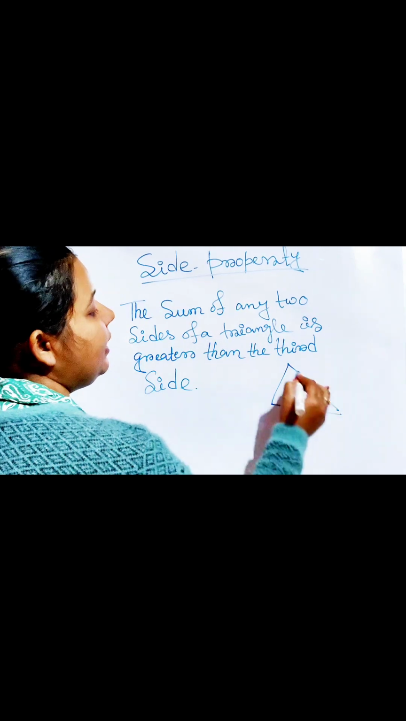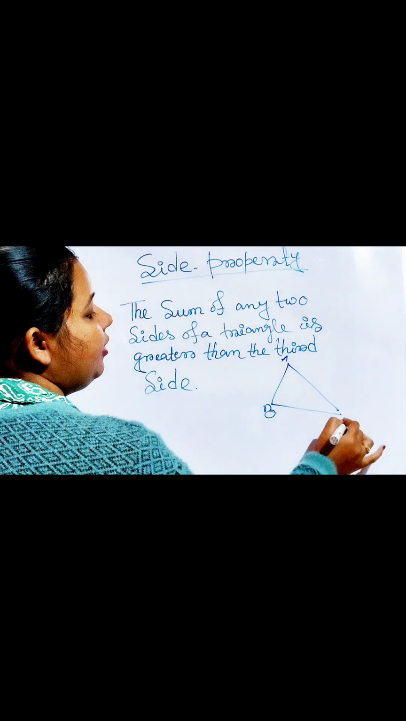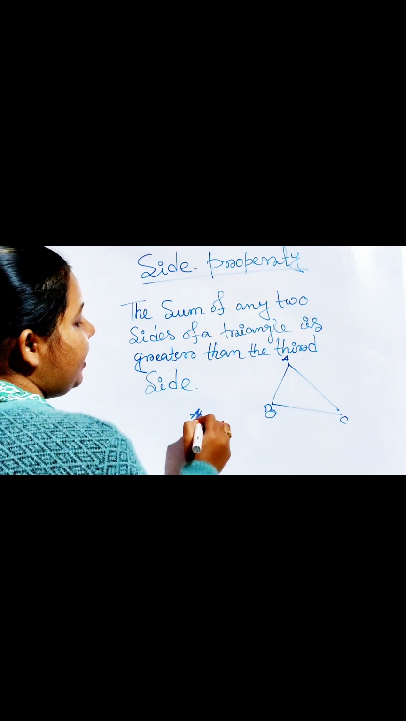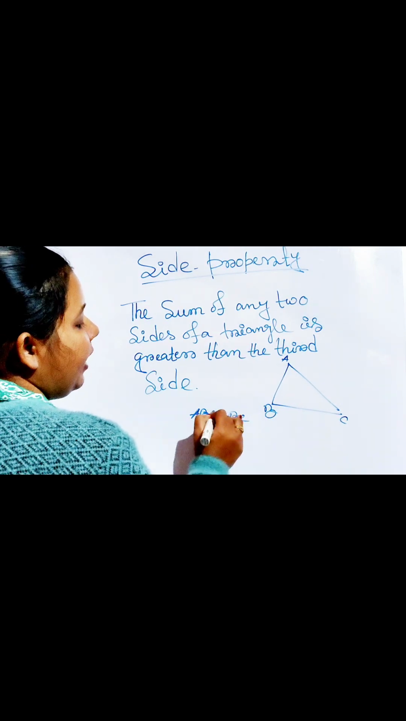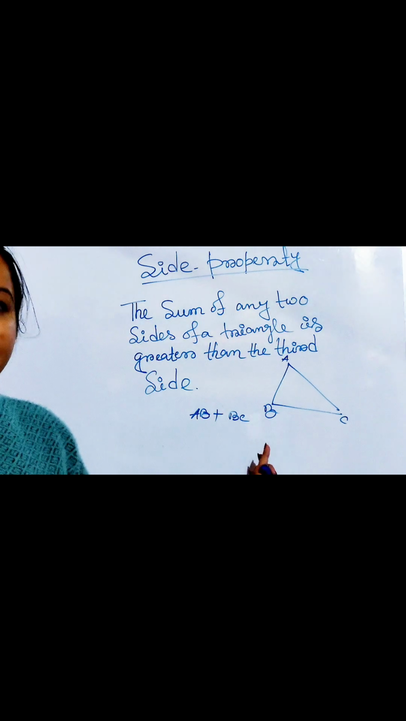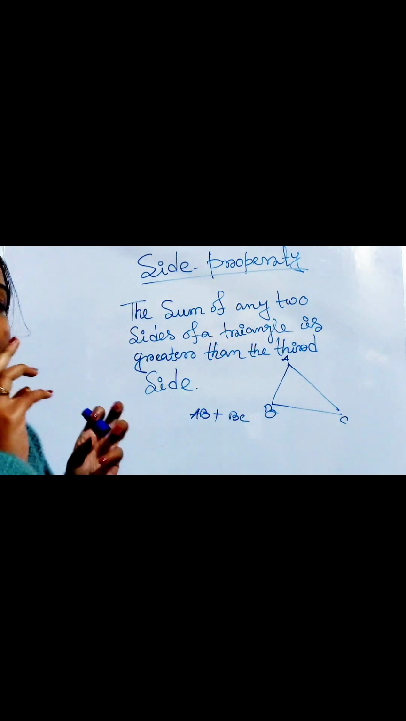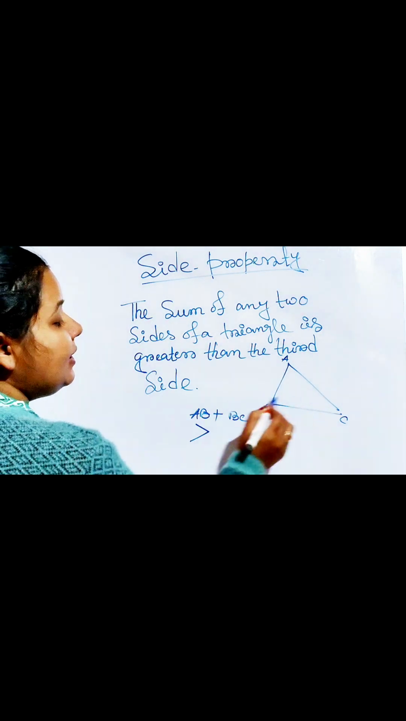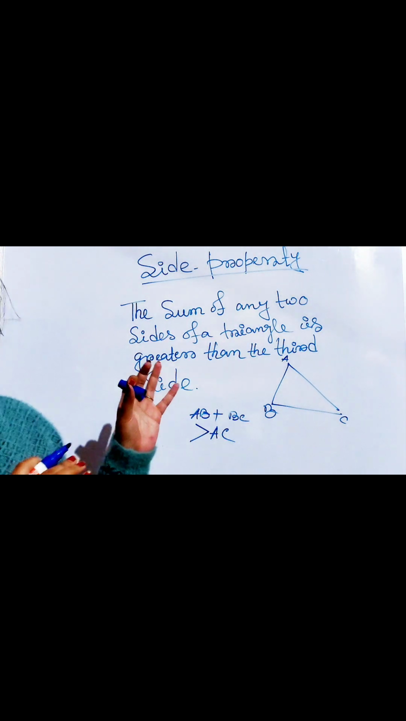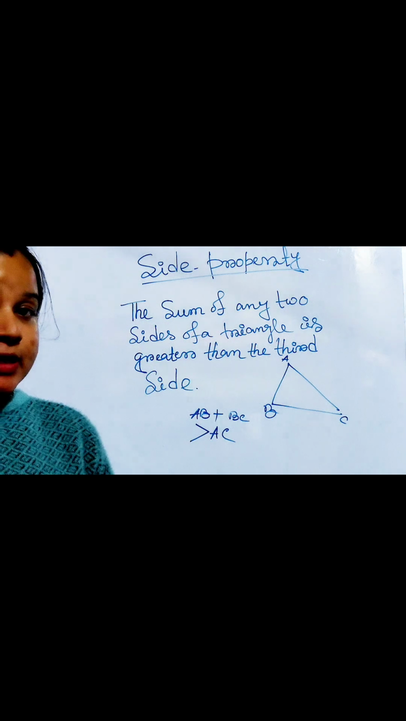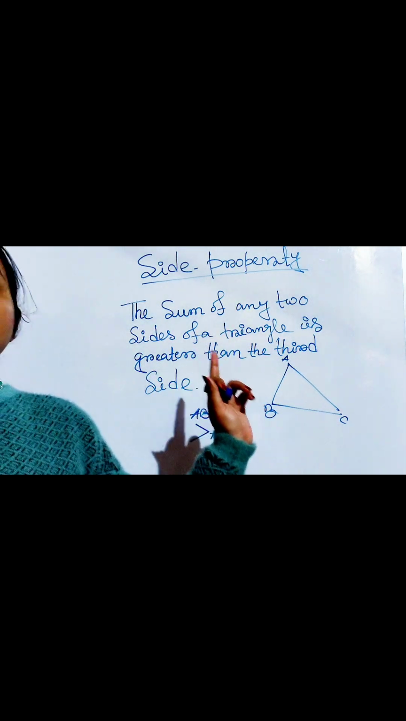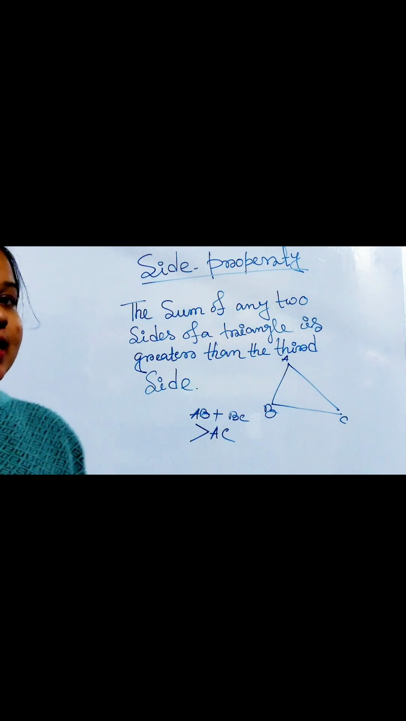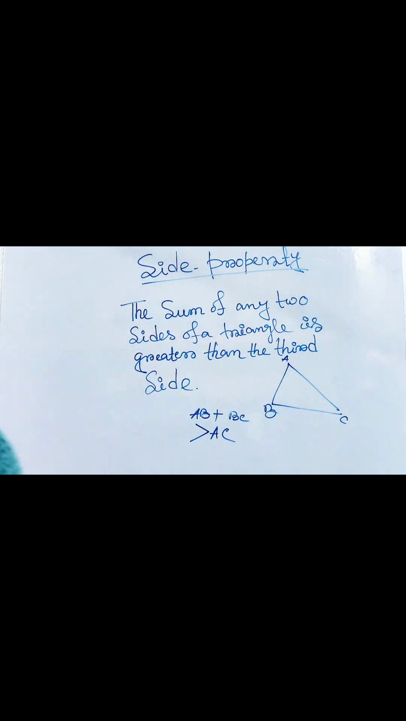Suppose this is the triangle ABC. Now if you take any two lengths like AB and BC, and add the length of these two sides, then the value you get will always be greater than the remaining side, that is AC. This is the property. Again I am repeating, the sum of any two sides of a triangle is always greater than the third side. That is the theorem.